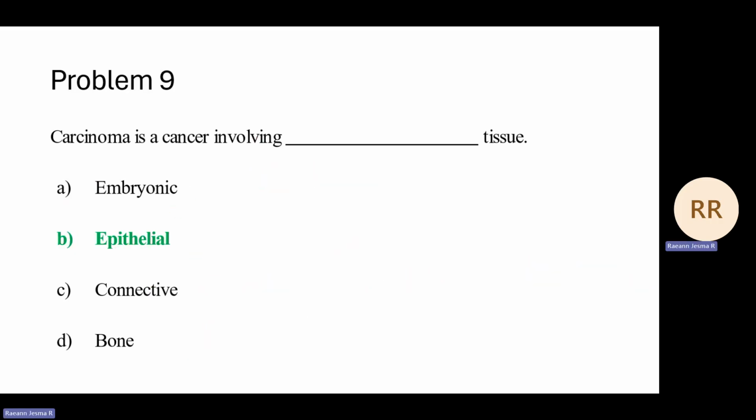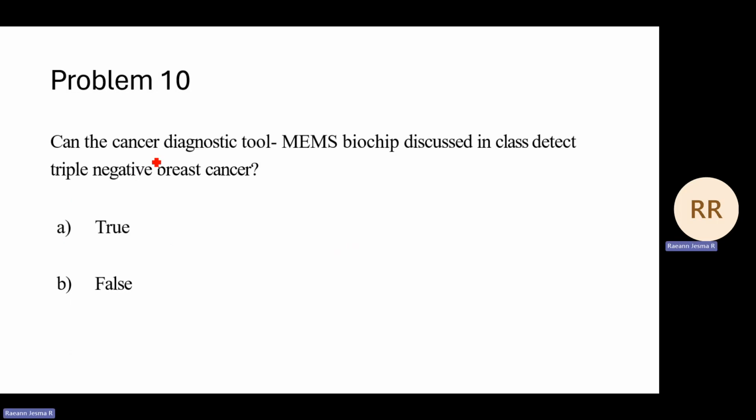The correct answer to problem 9 is carcinoma is a cancer involving epithelial tissue. Okay, so that is the correct answer. Next, we'll move on to problem 10. Can the cancer diagnostic tool MEMS biochip discussed in class detect triple negative breast cancer?